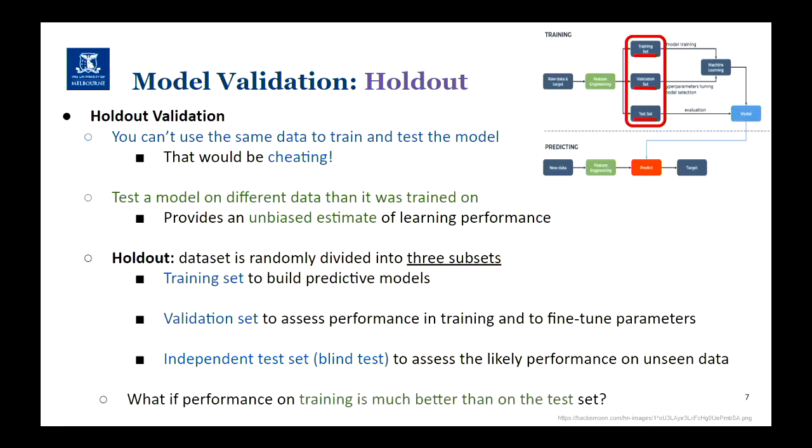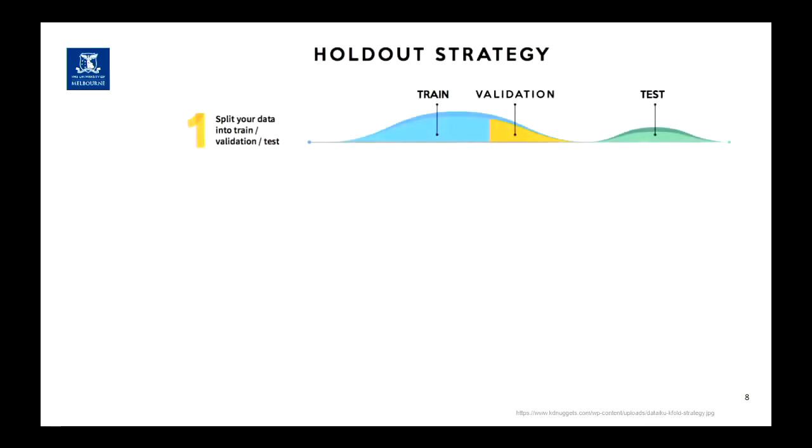And so what if the performance on training here is much better than performance on test? What is this called? Overfitting, right? And that's what we need to avoid. And so the holdout global strategy looks like this. So you have your complete data set, right, of labeled data, together with the features you calculated, and you want to provide this to a learning algorithm.